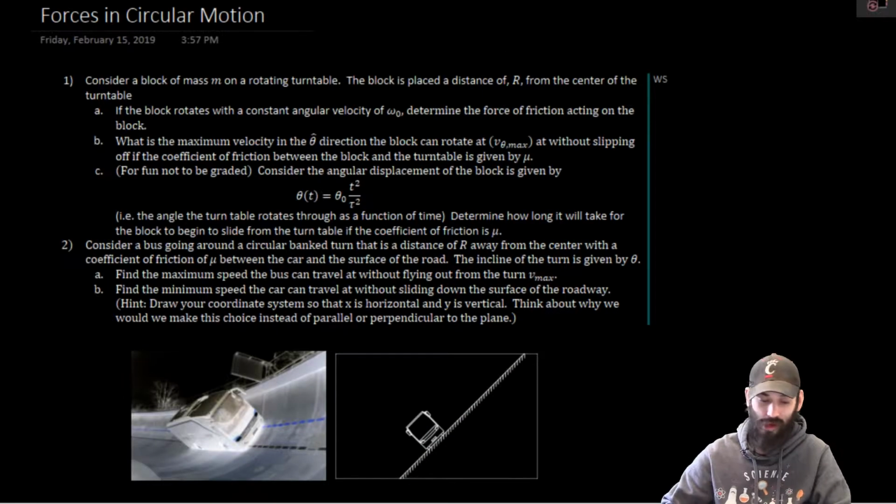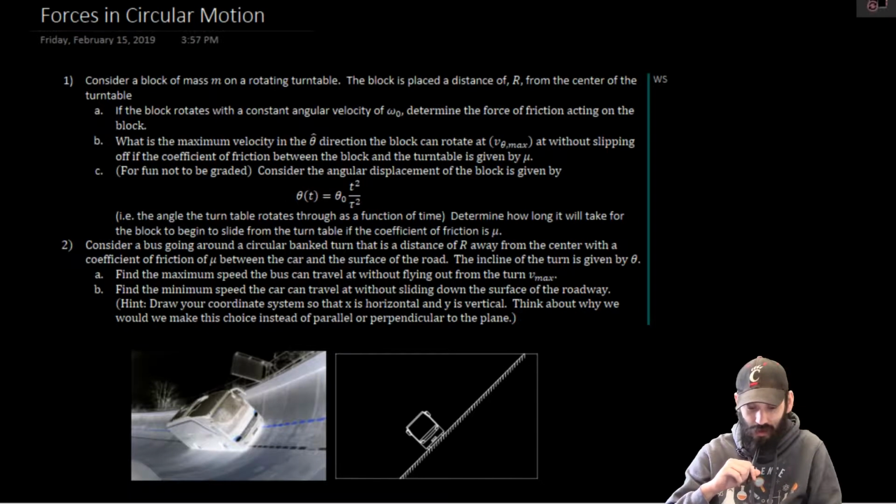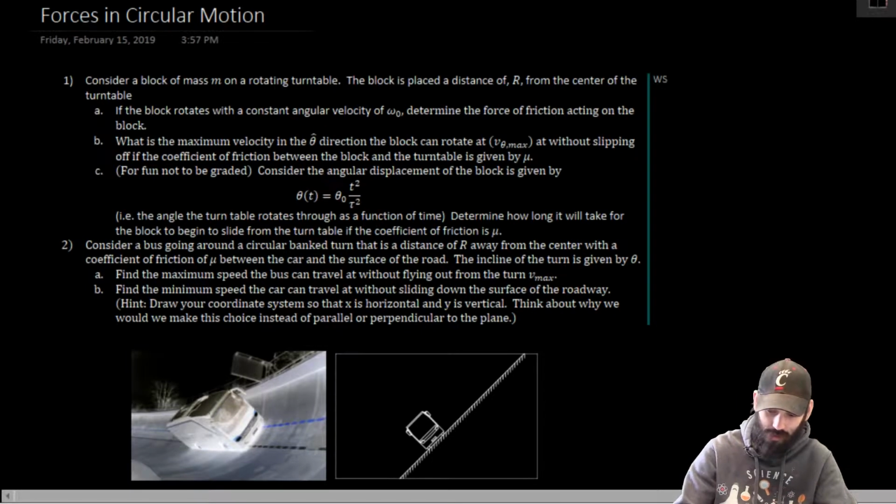So the first thing that we're going to see here is this problem with this block with a mass of m that's on a rotating turntable. The block is placed a distance of r from the center of the turntable. And the first thing we'd like to do is to find, if the block rotates with a constant angular velocity of omega 0, we want to determine what the force of friction is acting on the block.